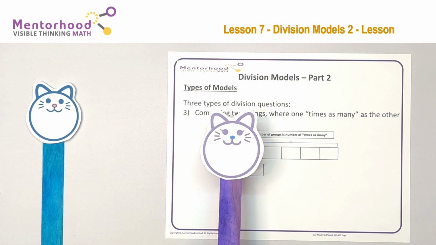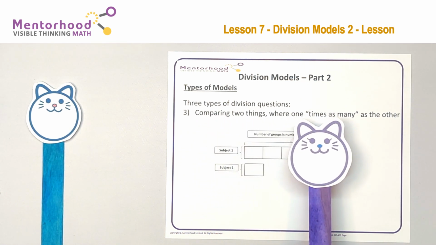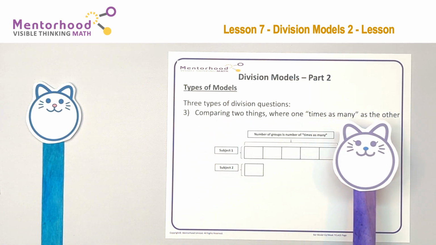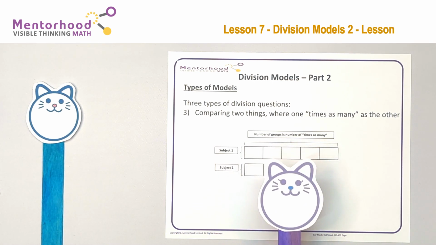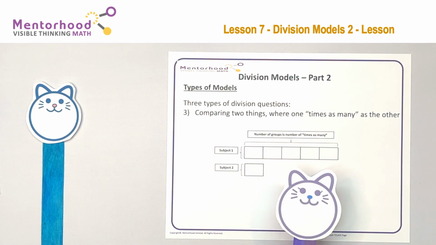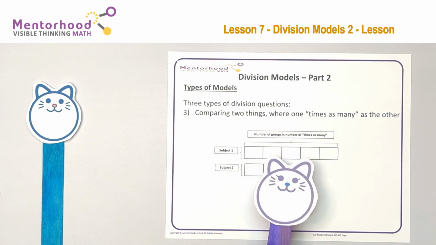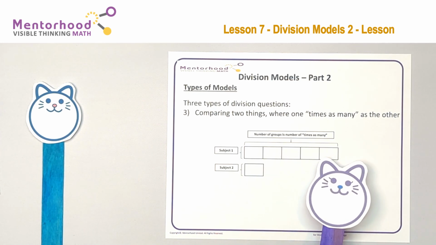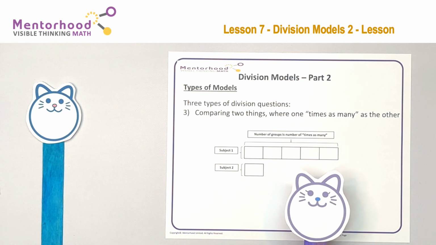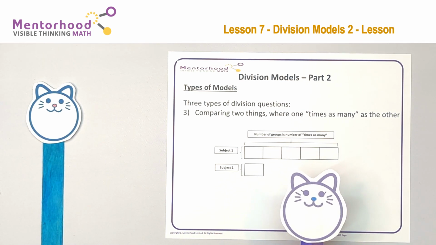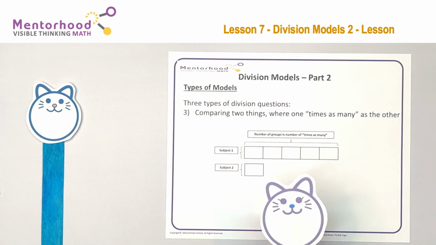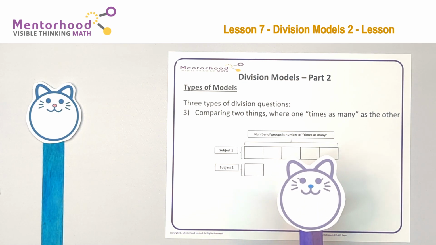You're comparing two things where one is a certain number of times as many as the other, and the number of boxes is the number of times as many. So in this case, 1, 2, 3, 4, 5 boxes. Subject 1 is 5 times as many as subject 2. Okay, let's try a few questions and see how this all works out.